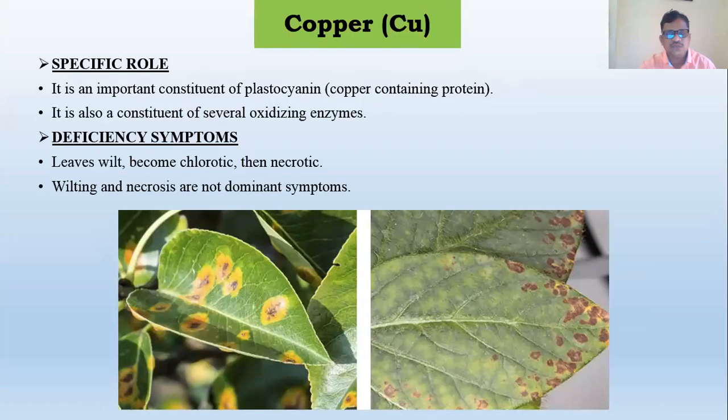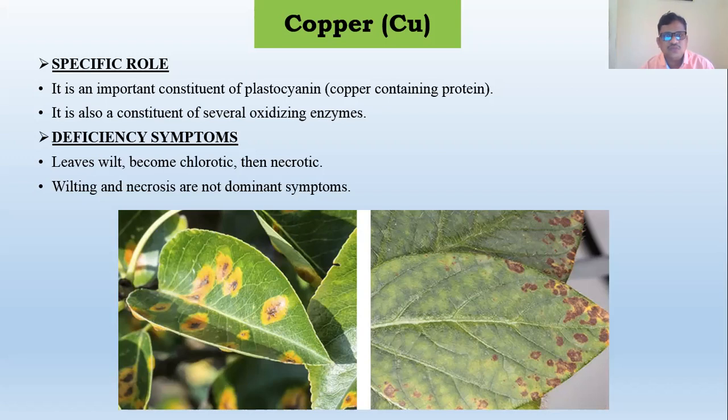Moving on to the first slide, the first element of the group of micro elements is copper. This is one of the important micro elements. And what is meant by micro elements? Micro elements are nothing but the nutrients or elements which are required in very small quantity. So here the specific role of copper is that it is an important constituent of plastocyanin.